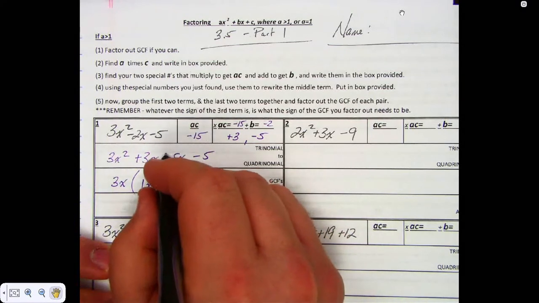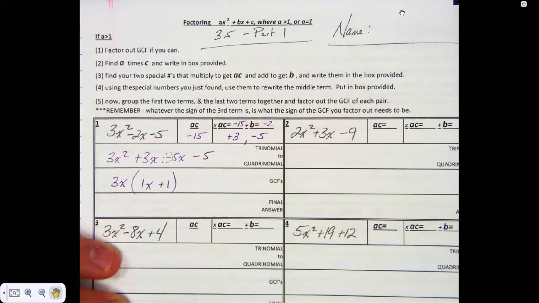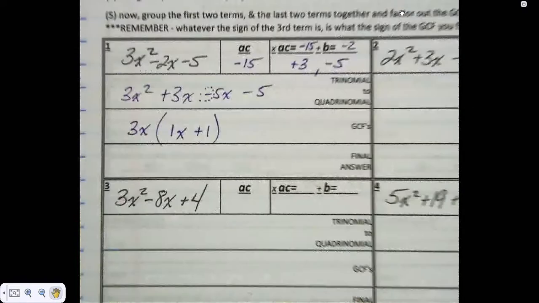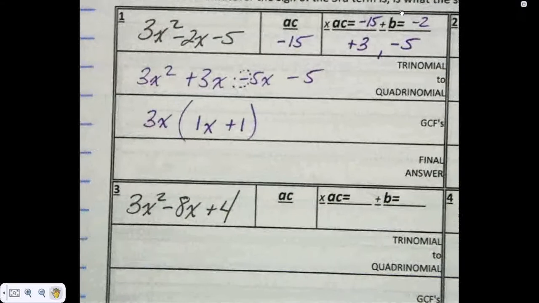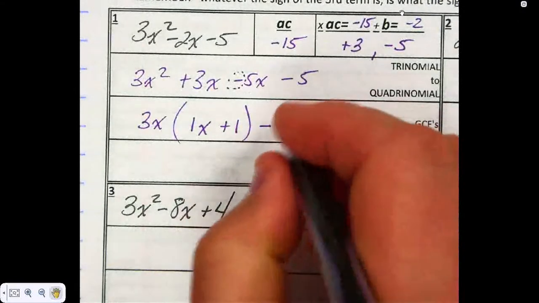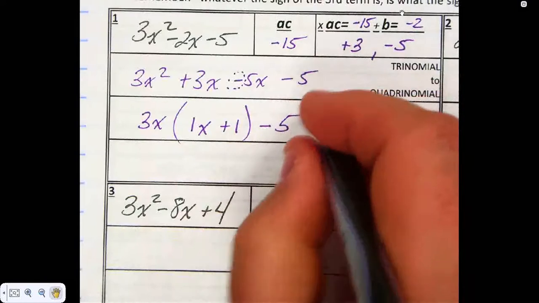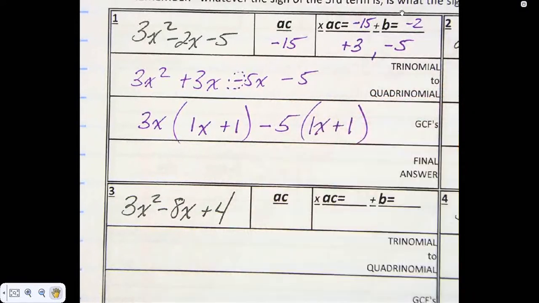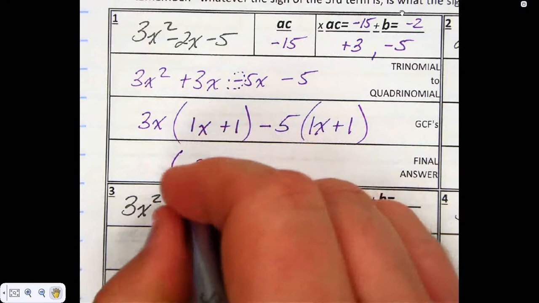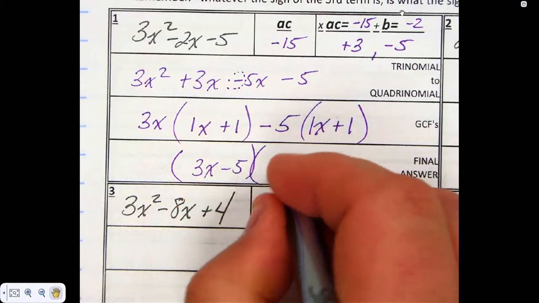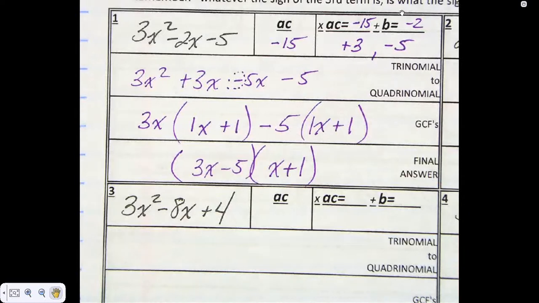Always factor out the sign of the third term, whatever that sign is. We already did this on the board, so that's why I'm going through it fast. So we're going to factor out a negative. GCF is 5, which leaves you with 1x plus 1 in here. So you factored this to be 3x minus 5 times x plus 1. Would everyone agree with that? Yes. Okay.